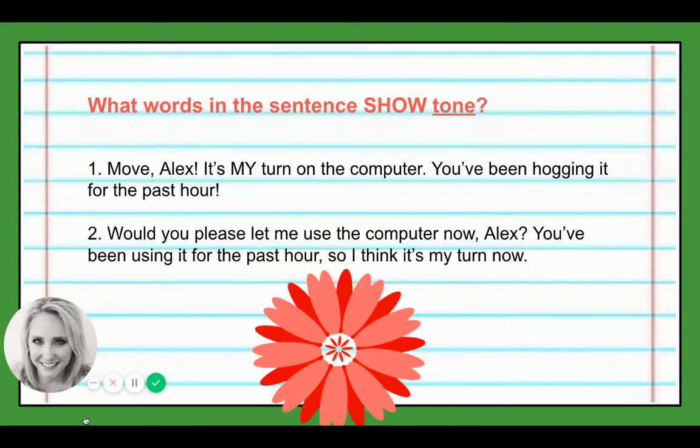Move, Alex. It's my turn on the computer. You've been hogging it for the past hour. Would you please let me use the computer now, Alex? You've been using it for the past hour, so I think it's my turn now.